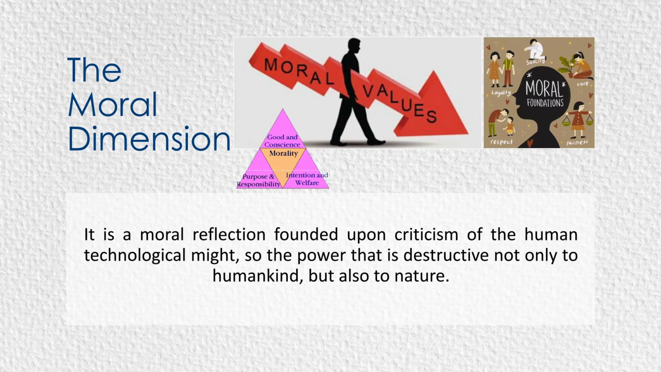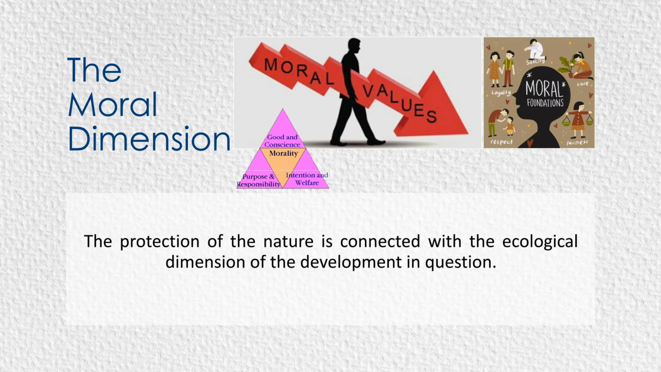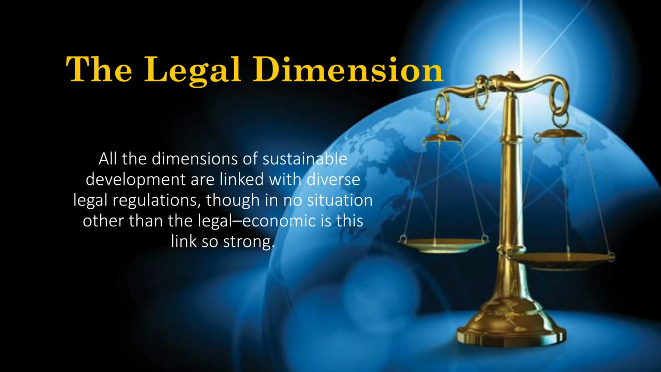From the sustainable development point of view, it is a moral reflection founded upon the criticism of the human technological might, the power that is destructive not only to humankind but also to nature. The protection of nature is connected with the ecological dimension of development in cohesion. All the dimensions of sustainable development, as you know, are linked with diverse legal regulation, in no situation other than legal, and then the economics is this in this way.